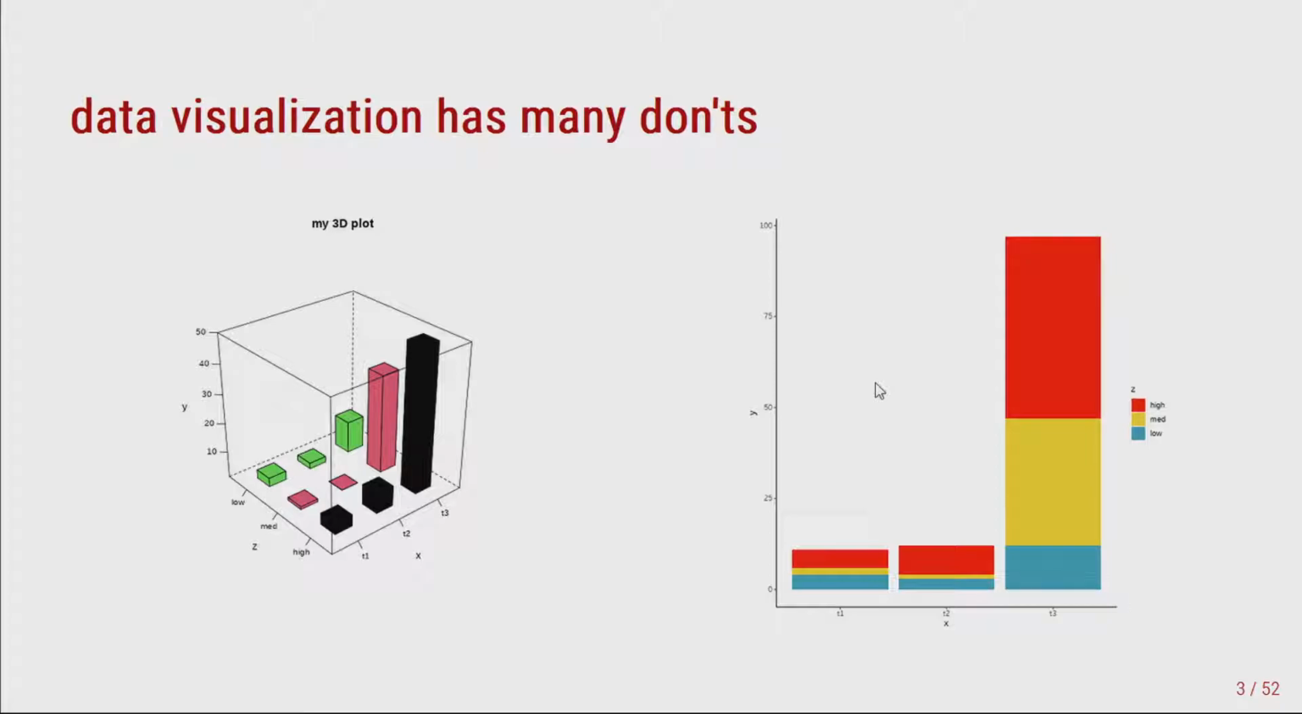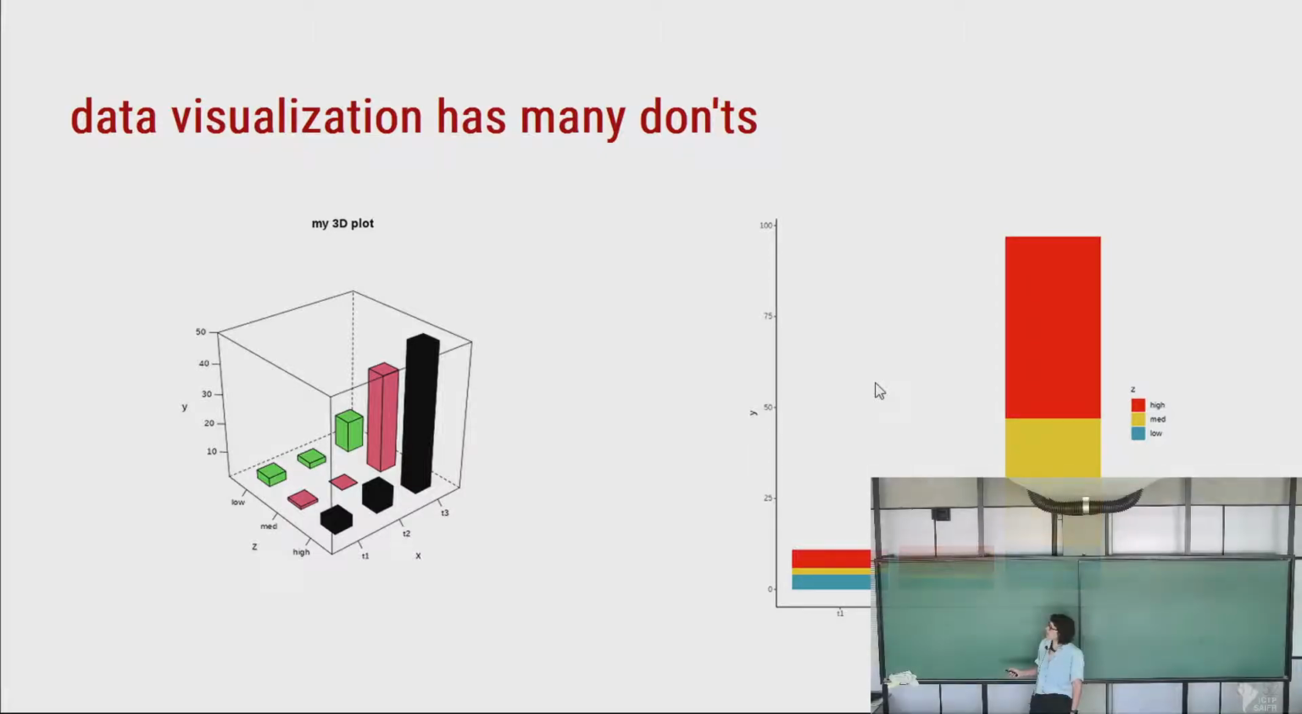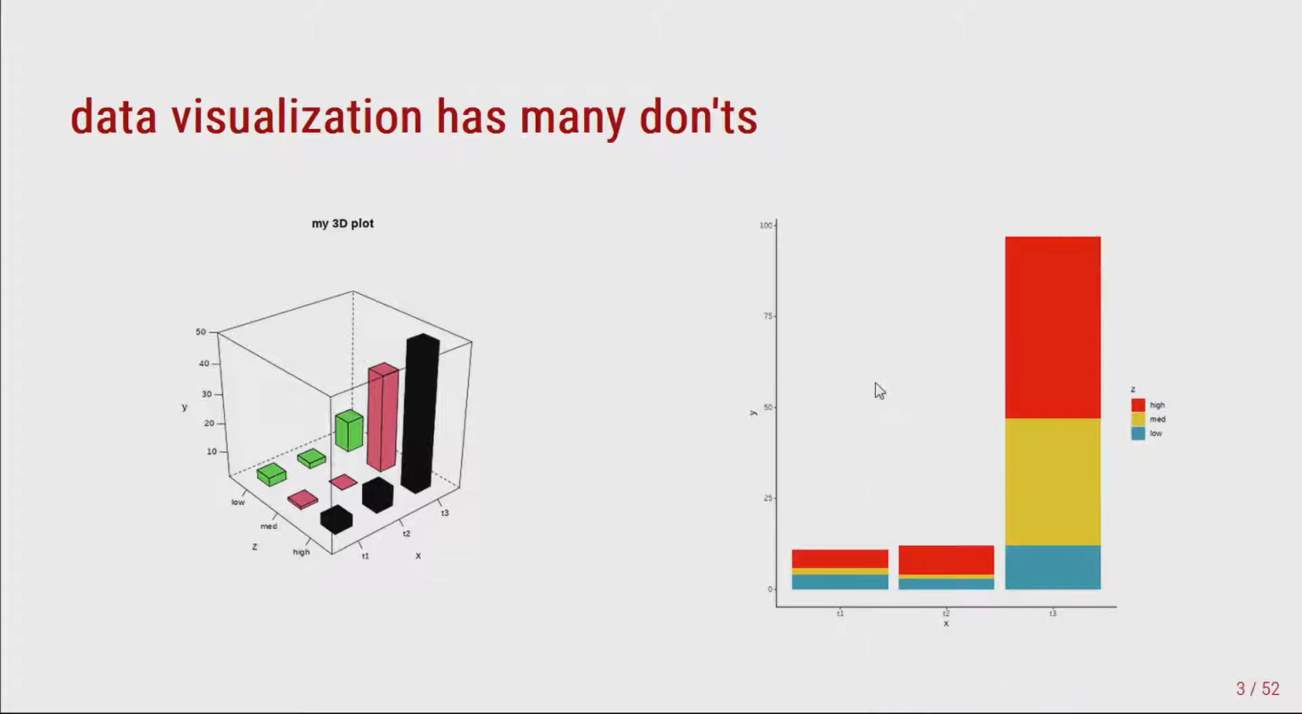Here, for instance, I can collapse one of the axes to a stacked bar plot. So I have here an X variable, 3 treatments, and Y variable, the values. And in each treatment, I have 3 classes, high, medium, and low. And here, I was separating 3 axes. Here, this is much more concise information.